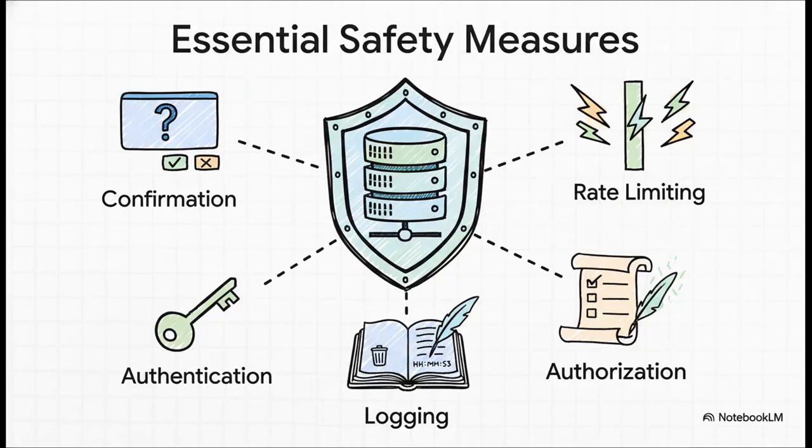And here it is, your essential safety checklist. Seriously, you absolutely need a confirmation prompt for the user. That classic "Are you sure?" box. On the back end, you have to authenticate who is making the request, and then you have to authorize if they have permission to delete that specific thing. Rate limiting is your friend to prevent abuse, and good logging creates an audit trail so you always know who deleted what and when. Do not skip these steps.